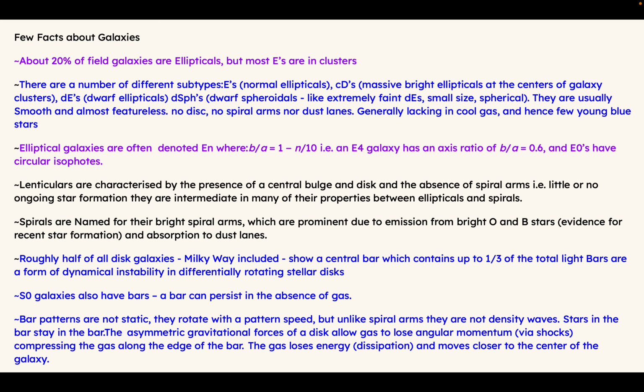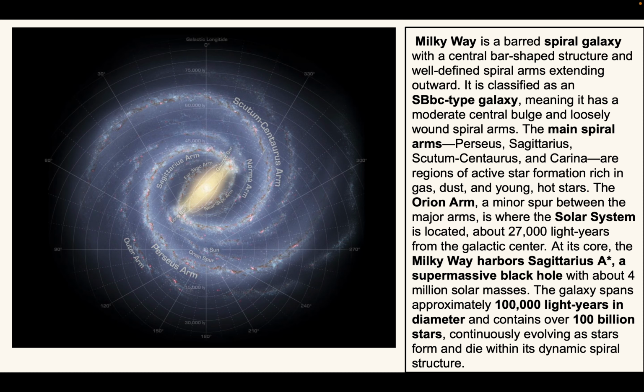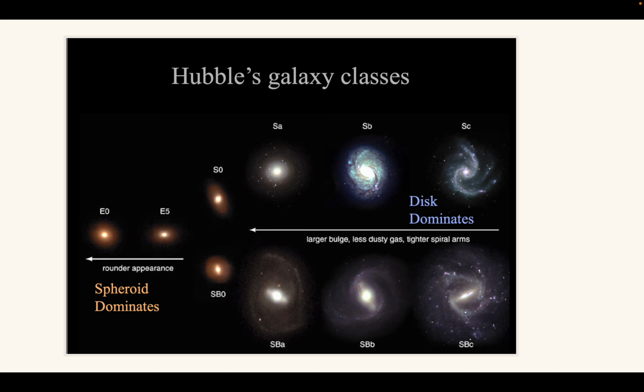And another thing, the stars in the bar stay in the bar. The gravitational force in the disks of the galaxy is asymmetric, and this allows the gas to lose angular momentum, and this compresses the gas along the edge of the bar. Now this compressed gas loses its energy and moves closer to the galaxy center, and one can see the bar kind of structure.